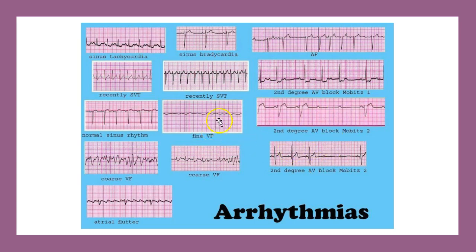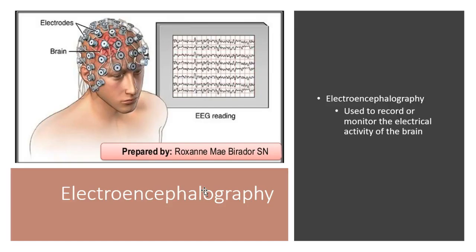So this is fine VFib, ventricular fibrillation. Fibrillation is where the heart just shakes. It doesn't actually beat, it just shakes. Here's coarse VFib right here, ventricular fibrillation, and atrial fib. You can see it's just fluttering. The heart's just shaking.